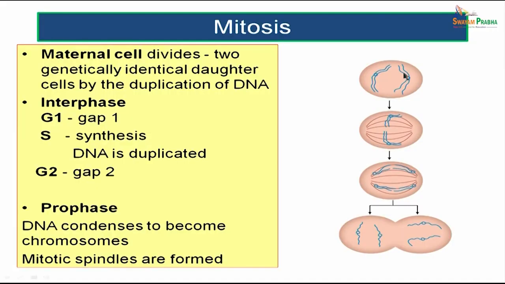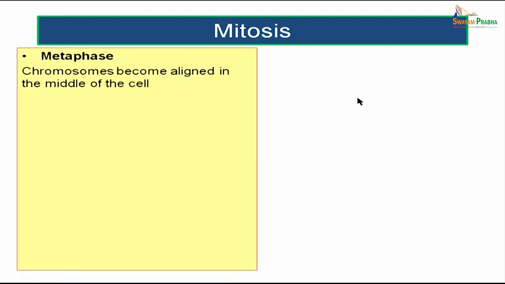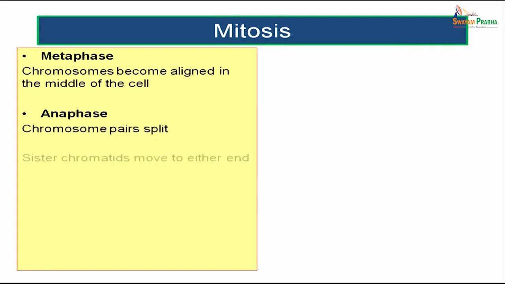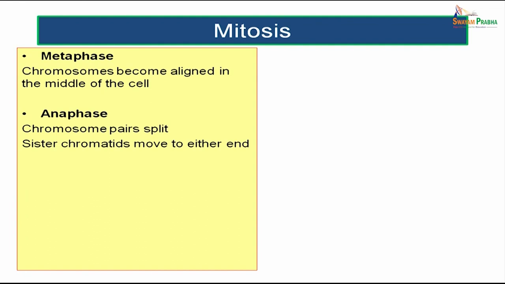So this is the prophase. We can see there is no clump of DNA material here. You can very clearly see the two sets of chromosomes. Now after prophase, we have the next phase known as metaphase. During metaphase, the chromosomes will be aligned in the middle of the cell. And it is during anaphase that the chromosome pairs split. When the chromosome pairs split, the individual chromosomes are now known as sister chromatids, and these sister chromatids will move on to either end of the cell.